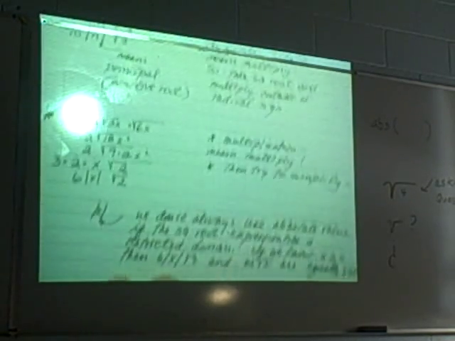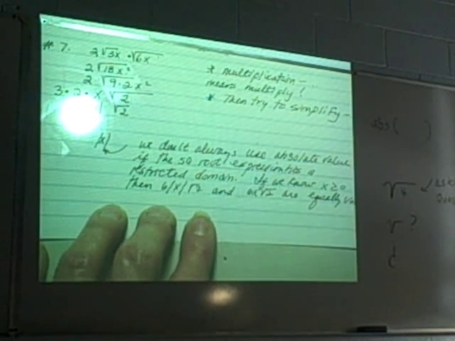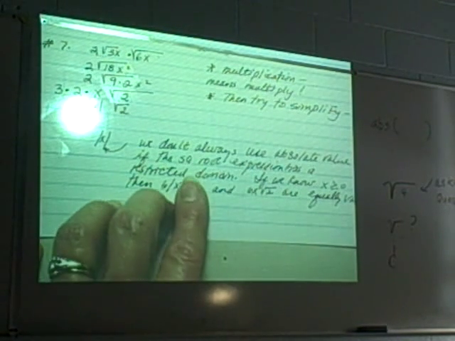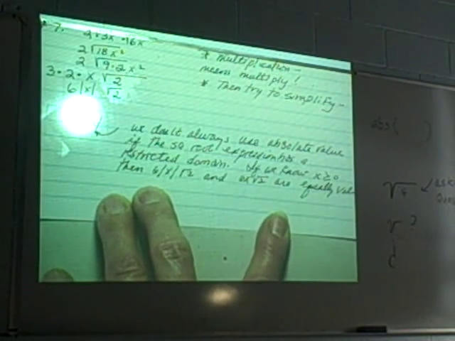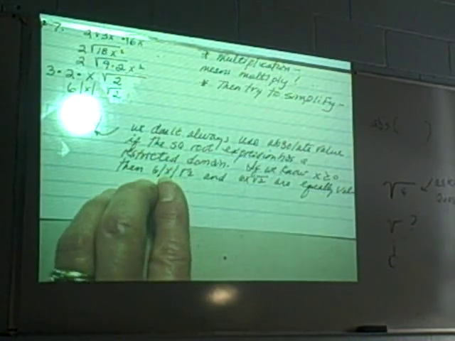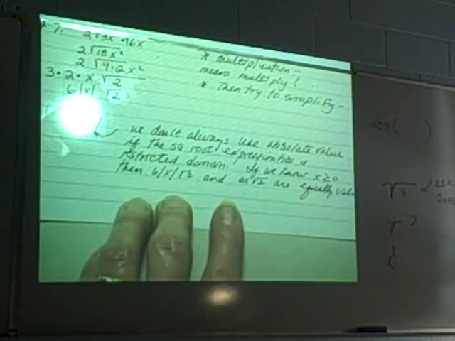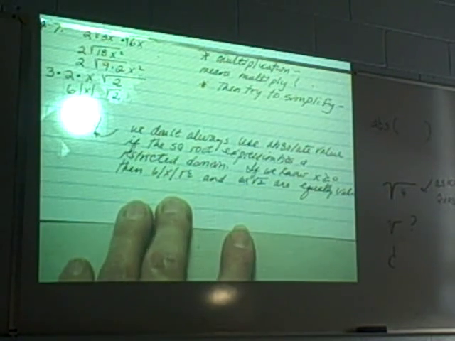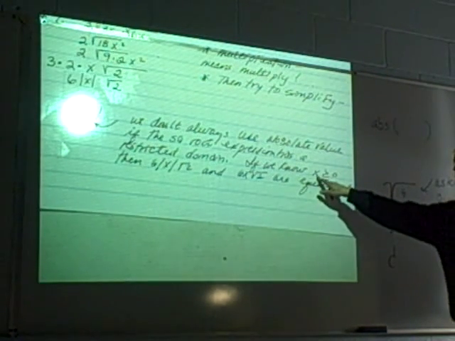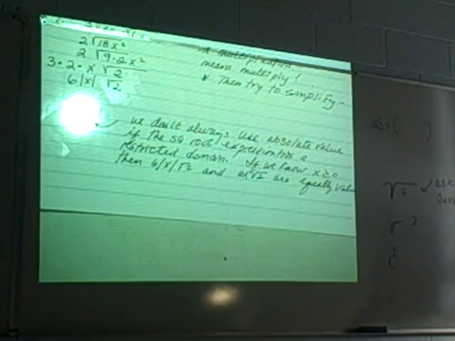Okay, actually I wrote it out for you. We don't always use the absolute value if the square root expression has a restricted domain. For instance, if we knew that x was going to be greater than 0, then 6 times the absolute value of x times rad 2, and 6x rad 2 have equal value, because we have expressed that x is going to be greater than or equal to 0.